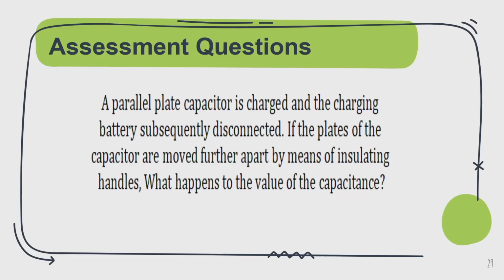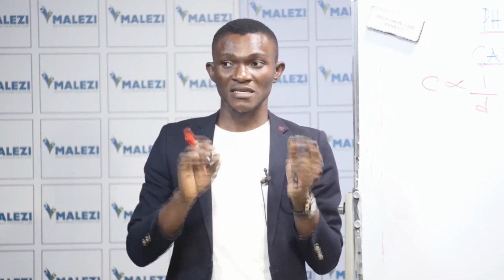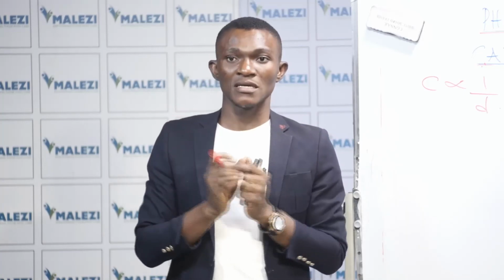A parallel plate capacitor is charged and the charging battery subsequently disconnected. If the plates of the capacitor are moved further apart by means of insulating handles, what happens to the value of the capacitance? We won't be answering this question because it is very similar to the last one, all from last year. That's a 2020 past question. You can see two same questions in the same year.